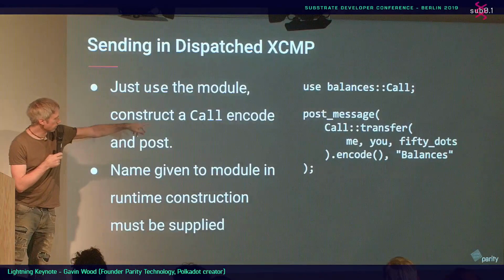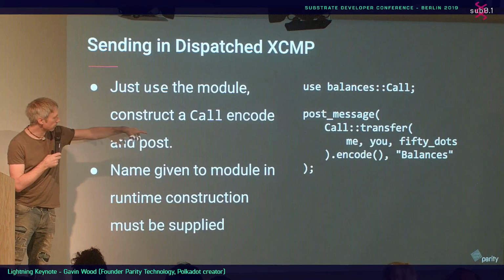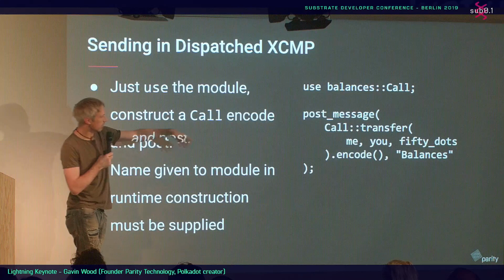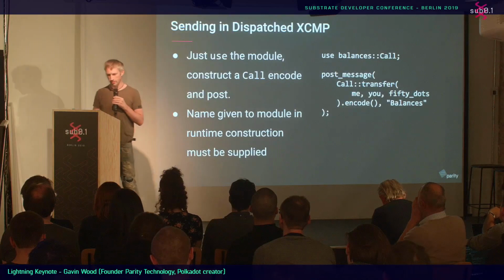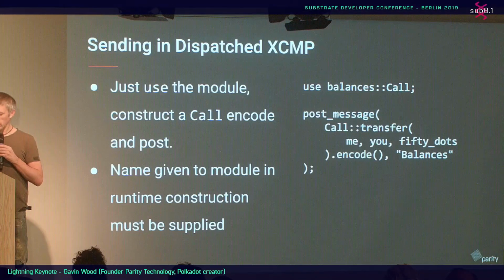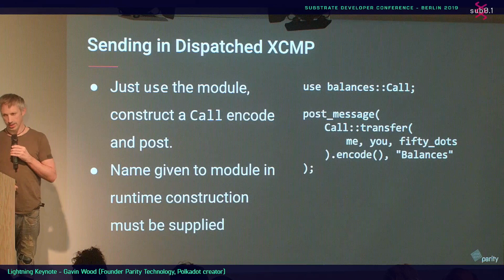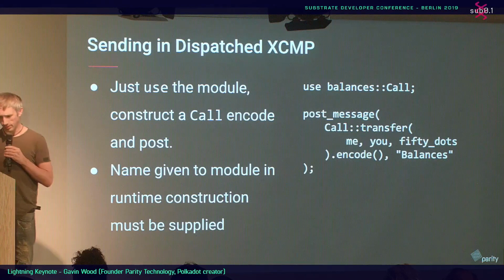Then you just create some sort of call using the pallet's call enum, encode it, and then there's got to be some addressing, right? That's what this balances thing is. You need to know what the pallet is, how it's instantiated, and what the name of the instantiation will be, so that it can eventually get dispatched properly on the other side. And that's the difficult bit. It's also a little bit stringly typed, but you know, hey ho, there's not much that you can do about that at this stage.